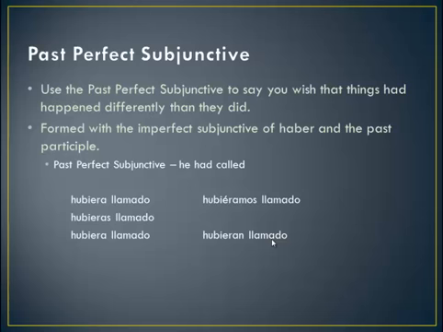And what would the present perfect subjunctive be without the past perfect subjunctive? So use the past perfect subjunctive to say things that you wish had happened differently than they did. So they're formed with the imperfect subjunctive of haber and the past participle. And they're going to mean he had called, you had called, we had called. So hubiera llamado, hubieras llamado, hubiera llamado, hubiéramos llamado, hubieran llamado.